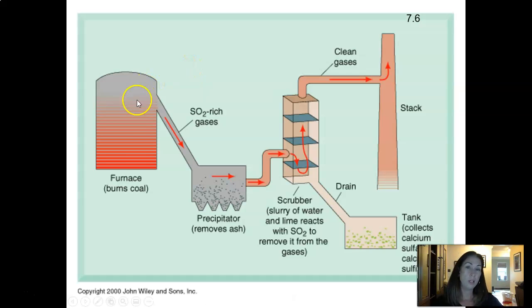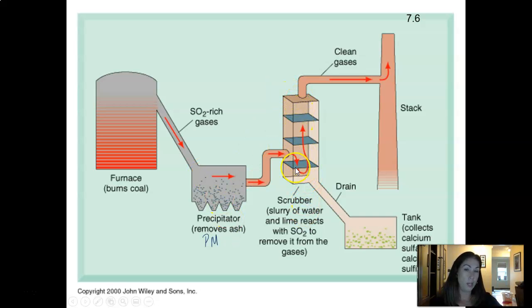So if we take a look at this, a scrubber is something that's done after you burn coal. So here's our furnace and we're burning coal, and you have sulfur dioxide that all comes through here. Now you might have what's called a precipitator that helps to remove ash. And so how we might think of this in our air pollution is it helps to remove our particulate matter. And then it will go into the actual scrubber.